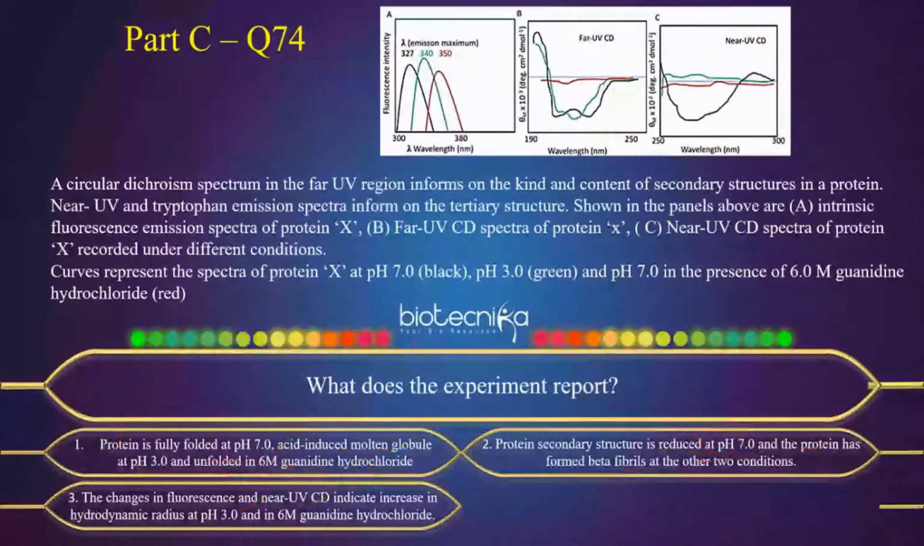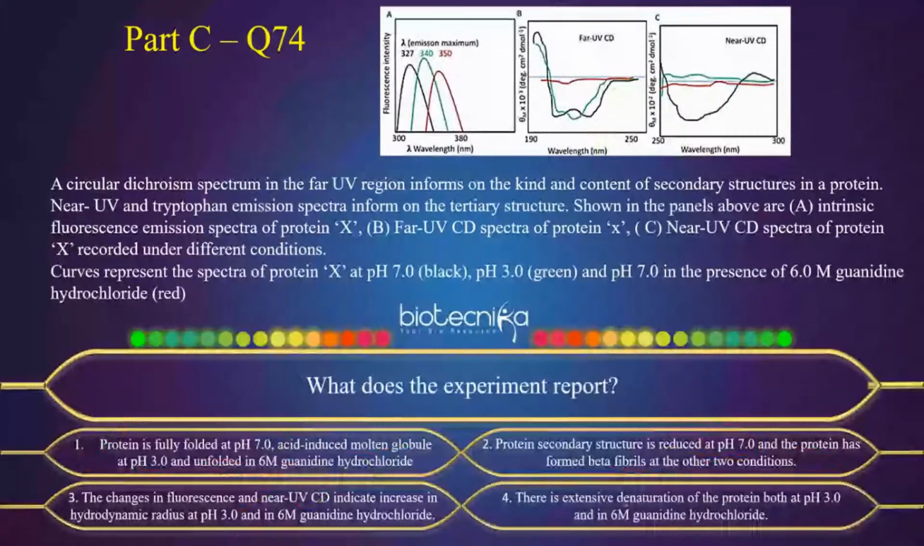Okay. And the extensive denaturation of the protein both at pH 3 and in 6 molar guanidine hydrochloride. Extensive denaturation means what? Secondary structures also gone, also disrupted. But clearly that is not the case, because here we can see that there is not much change in the secondary structure. So even this is not the option, right? So option 1 is the right answer.